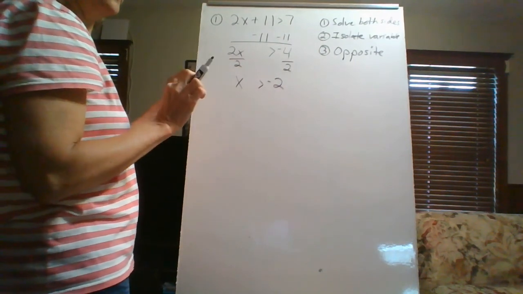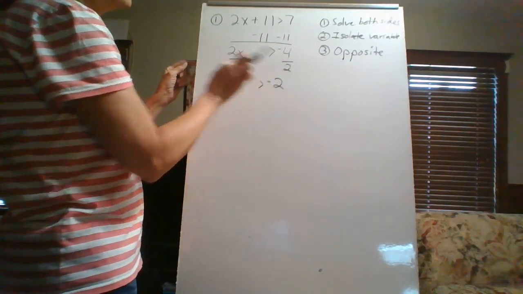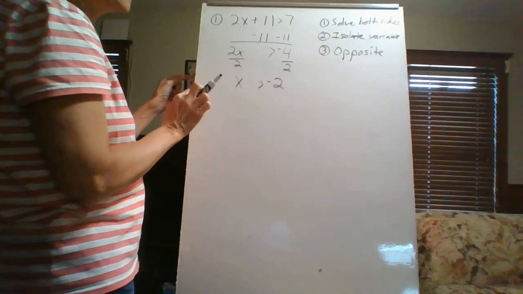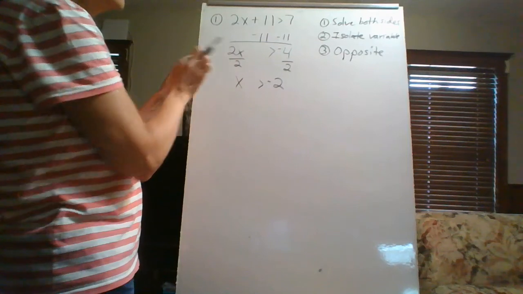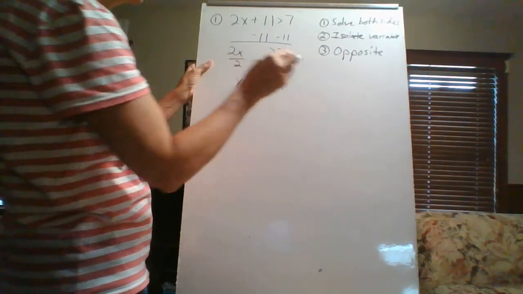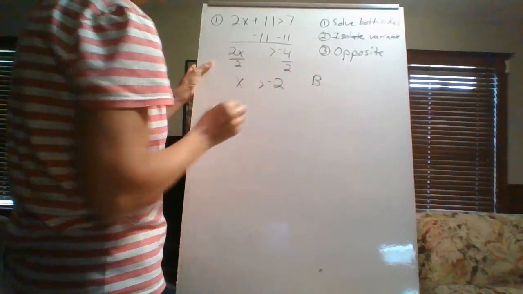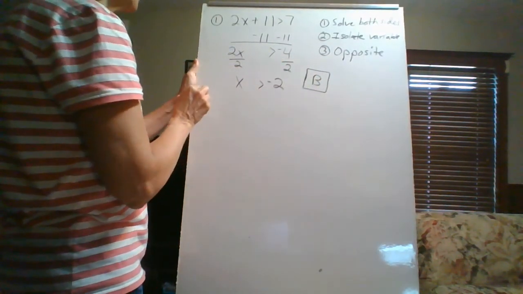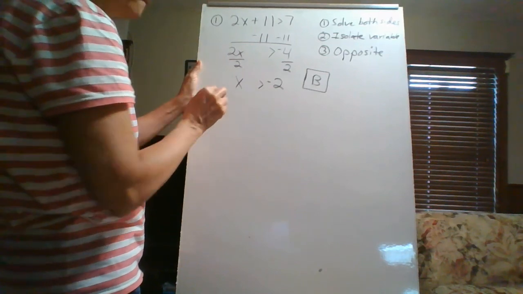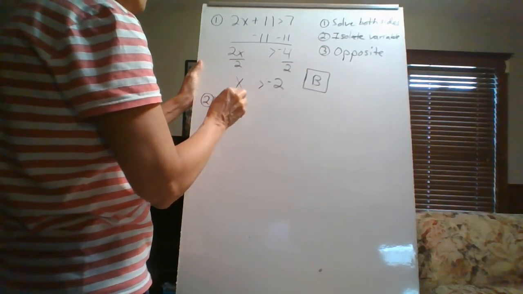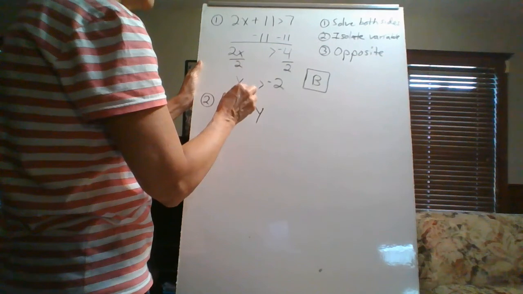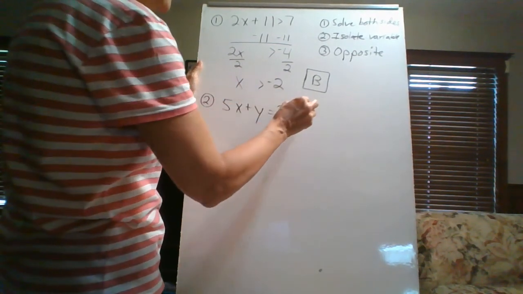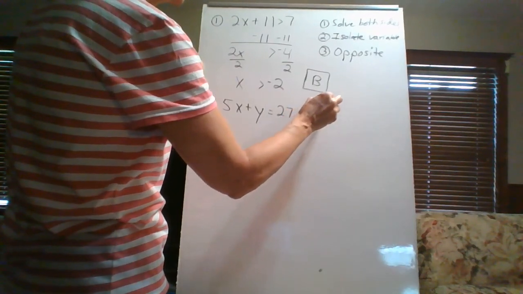Remember, the extra thing with inequalities is if I'm multiplying or dividing across the sign by a negative, I flip the sign. I didn't do that in this, though. This is a positive 2 that I'm dividing by. So I don't need to flip the sign, so the answer is B, okay? That's number 1. Number 2, if 5x plus y equals 27 and y is 2, then find x.